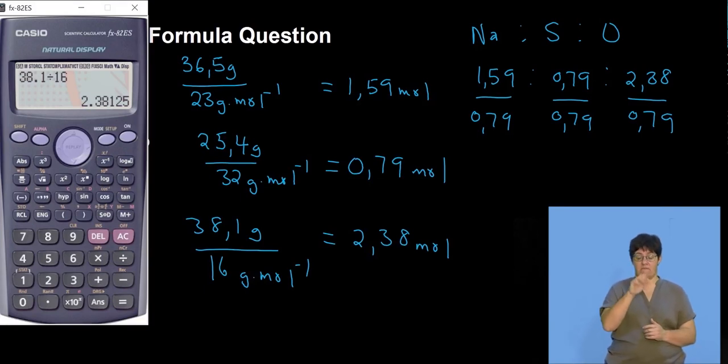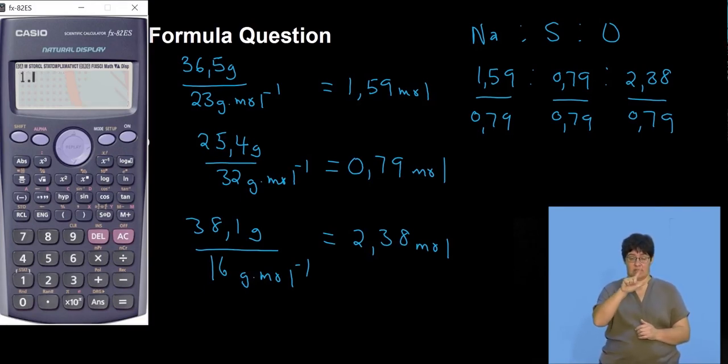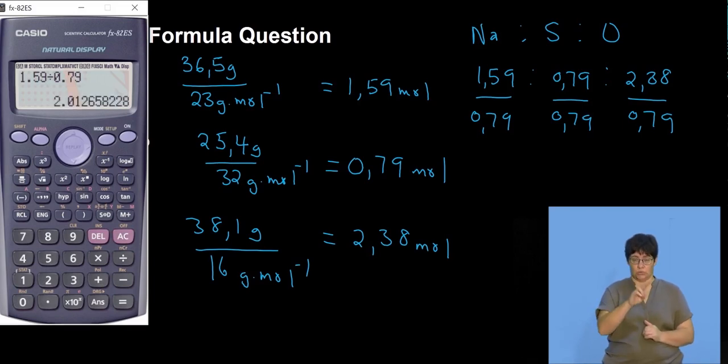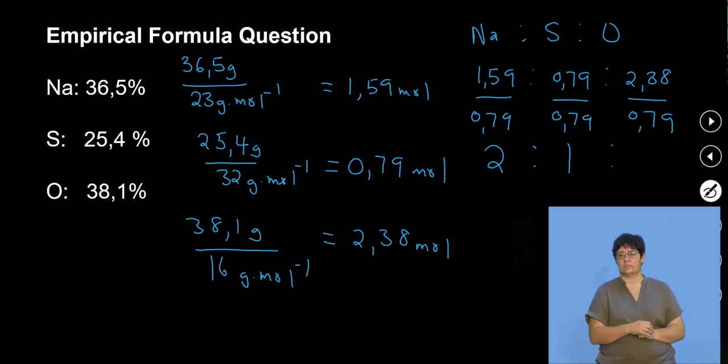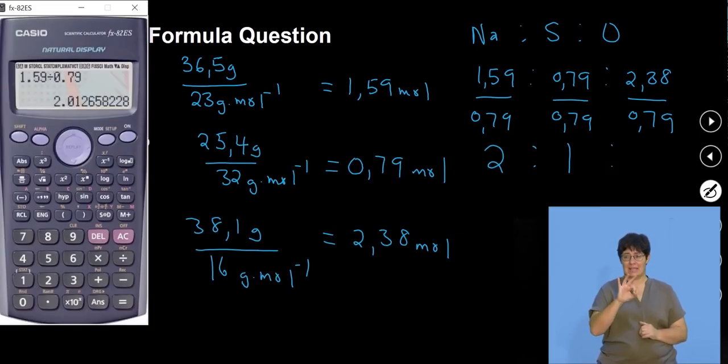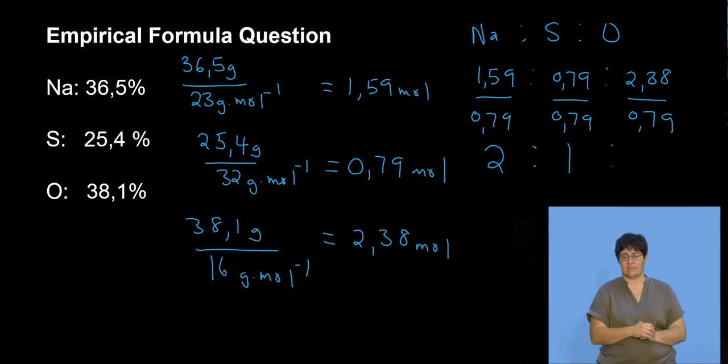We'll do the 1.59 divided by 0.79. This gives us a number, 2. So this is 2 is to 1. Let's simplify the other end, which is 2.38 divided by 0.79. This gives us a 3.